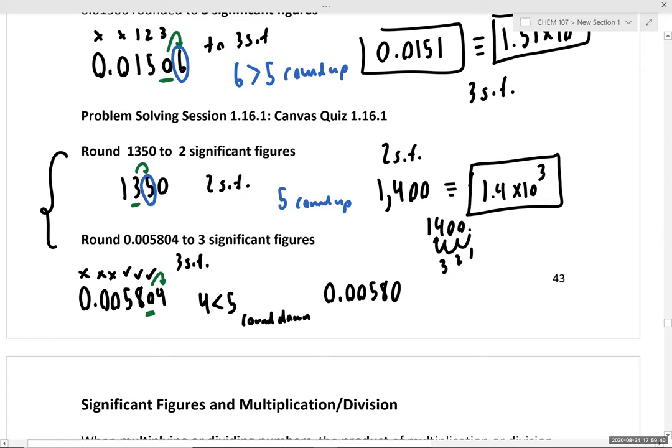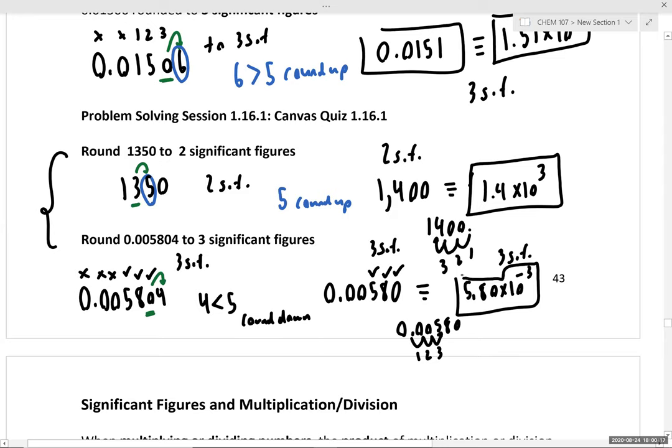0.00580. As we see, this number has 3 significant figures. And we need these leading placeholder zeros to note that we have a small number. We can also rewrite this number in scientific notation, and that gives us 5.80 times 10 to the negative third. And we can very clearly see here, this number has three significant figures. Does this make sense to everyone so far? Any questions on these examples?